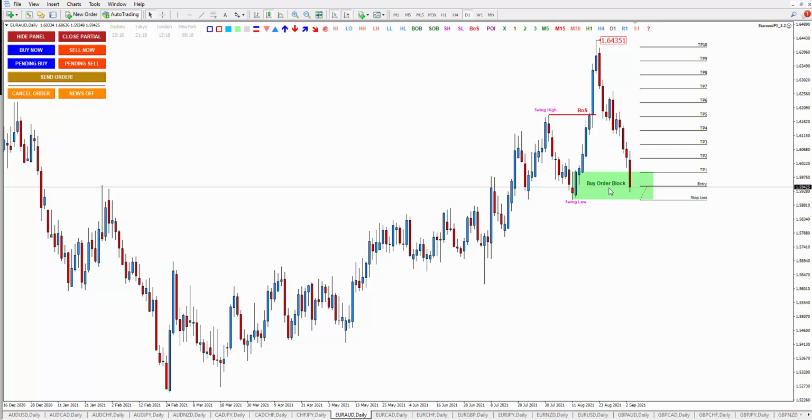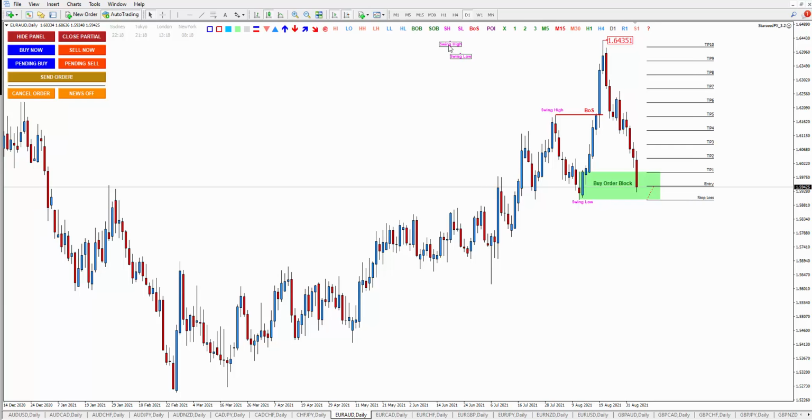It will make this buy order block become invalid, but it doesn't mean that the price is gonna continue higher, because when you look left, there is another break of structure here. This is the swing high, this is the swing low, and here is the break of structure, and our order block is the last bearish candle before the breakout happened. So the price may reach this order block below.